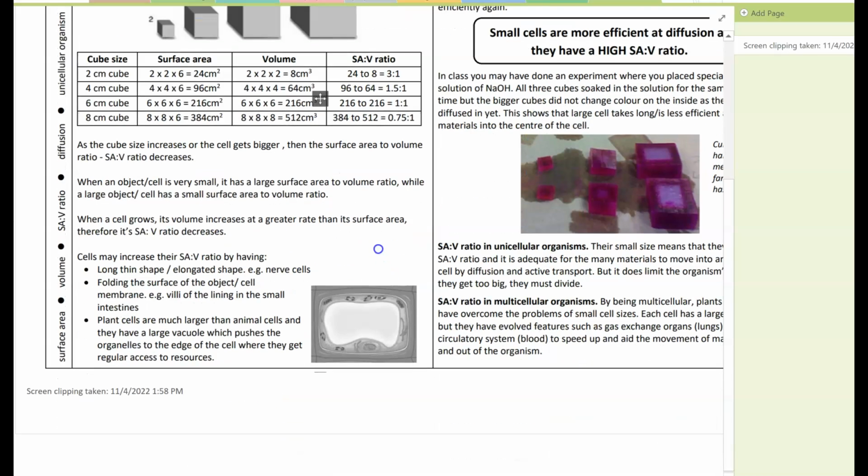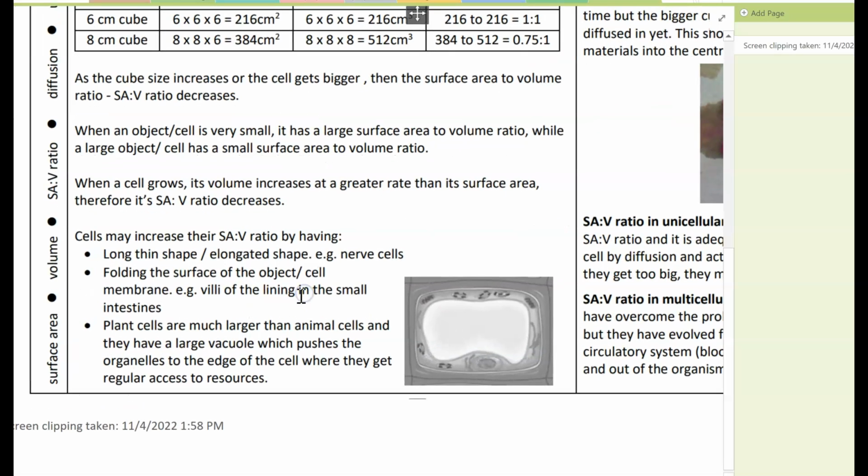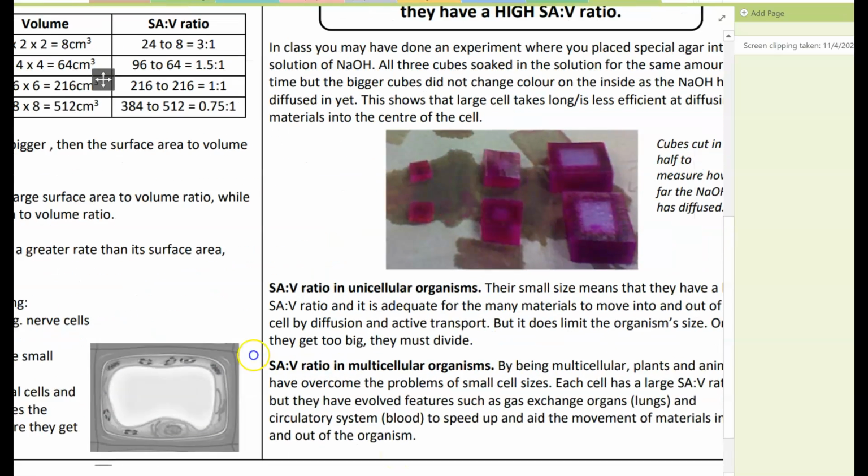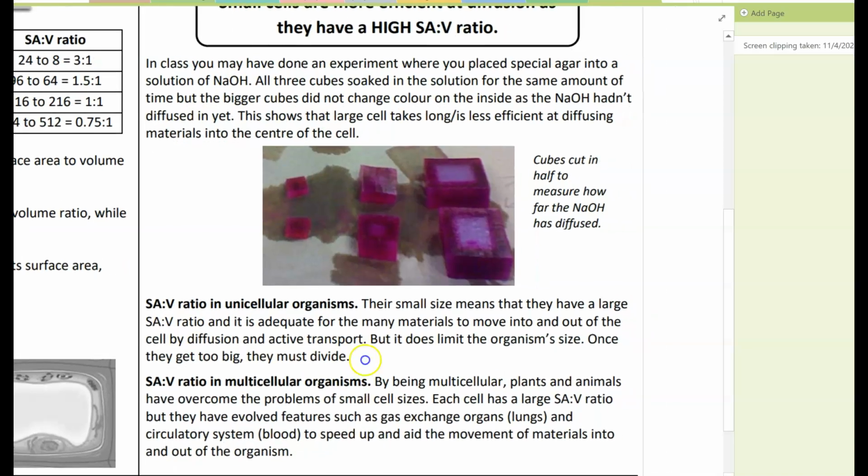Cells may increase their surface area to volume ratio by having long, thin shapes. That's like the little microvilli I was telling you about with the small intestine. Folding helps too. Plant cells have a really large vacuole which pushes organelles to the edge where they can get regular access to water.